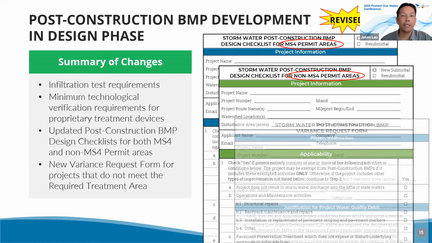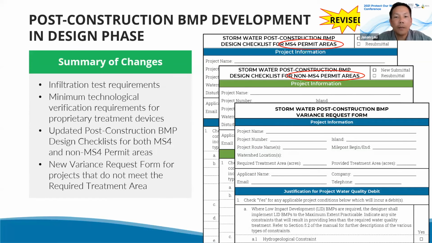And also new to the manual is this BMP variance request form, which is required for projects that do not meet the required treatment area. Okay, so all of these forms are mainly for documentation, so that we can go back and look at what projects required BMPs and whether they met the BMPs. And it's just a good way to track for program compliance.